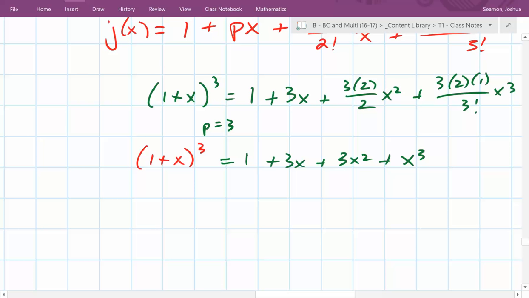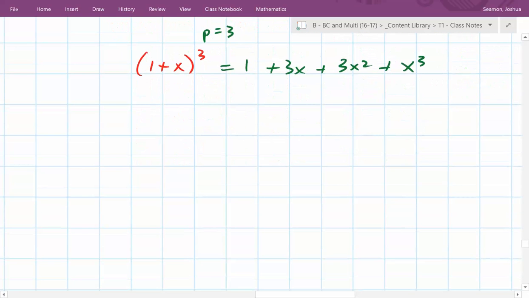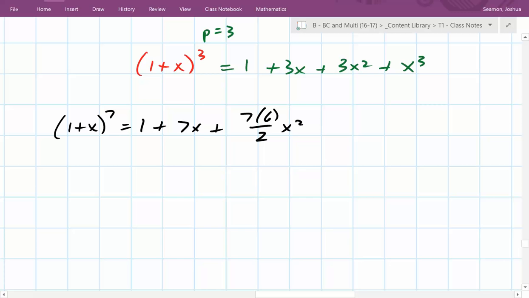This allows you to do binomial expansion really quickly. It's Pascal's triangle. It does binomial expansion really quickly. Now, it's still annoying, but it's a lot better than doing it manually. What do I mean? I could ask you now, what is 1 plus x to the seventh? That's going to be 1 plus 7x plus 7 times 6 over 2 x squared.